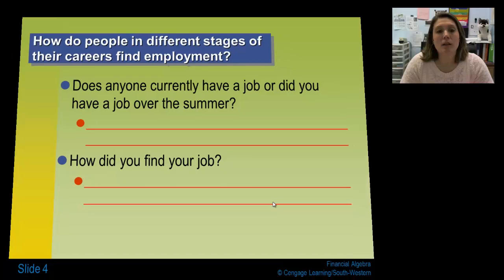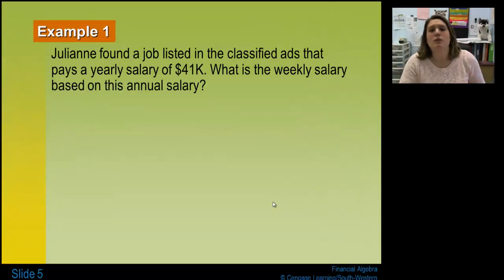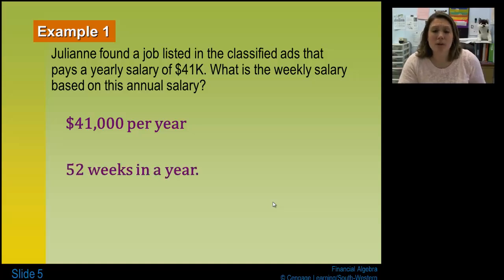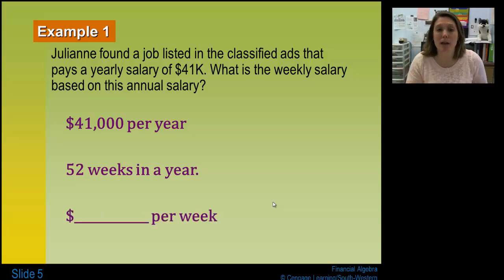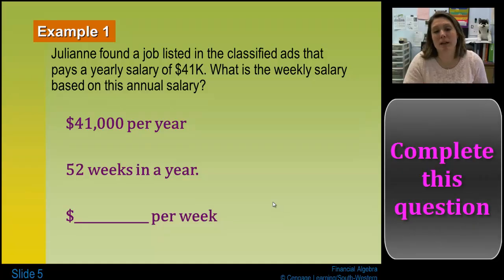Example 1. Julianne found a job listed in the classified ads that pays a yearly salary of $41K. So that $41K stands for $41,000. What is the weekly salary based on this annual salary? Again, that $41K is $41,000 per year, because that's what annual means. We know that there are 52 weeks in a year. So we need to figure out how much she's going to make per week. I need to take $41,000 and divide it by 52 weeks in a year. So you need to actually do the math on the side over here in the blank space and tell me how much money per week she is making.